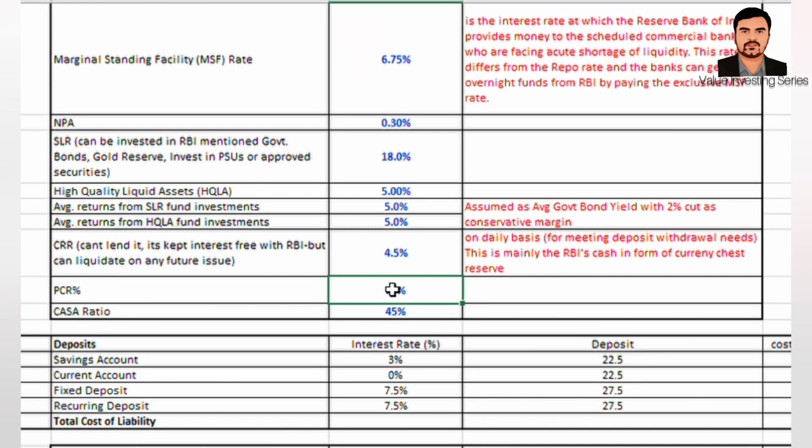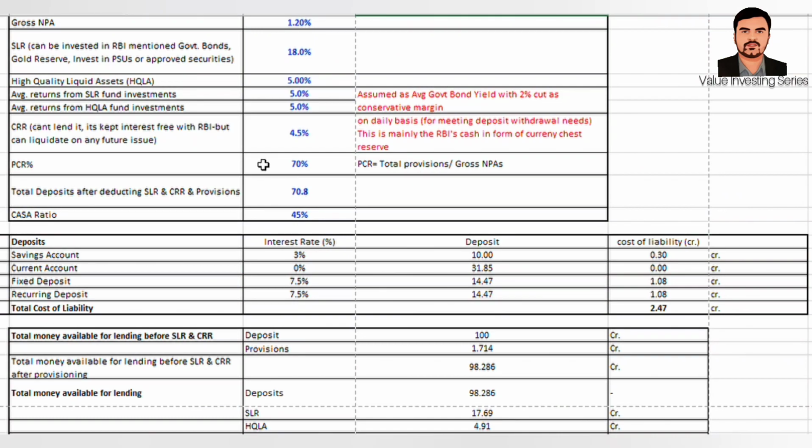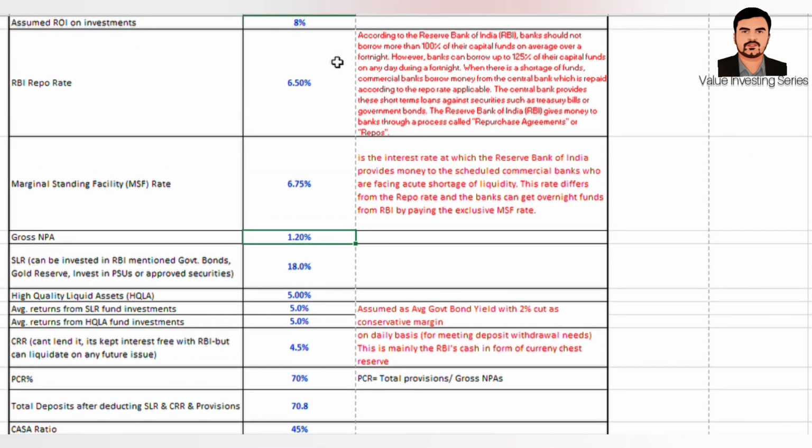Then the PCR ratio, say it is 70%, and the CASA ratio, let us assume as 45% for a particular bank. We already spoke about PCR. PCR is nothing but the total provisions divided by the gross NPA. We have assumed the gross NPA for this particular bank as 1.2%. 1.2% means 1.2% of the total deposits has been identified as gross NPA.